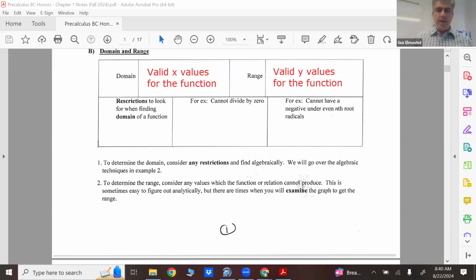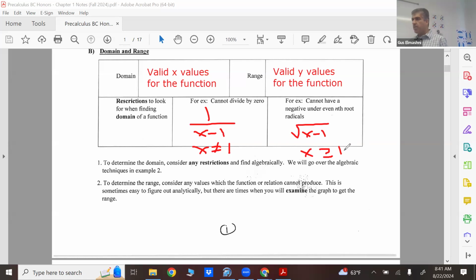Restrictions to look for when finding domains. There are a few restrictions. Usually, you don't want 0 on the bottom, so x cannot equal 1. That's a problem, right? You can't divide by 0. Or if you have something like this, then x has to be greater than or equal to 1, because we can't take the square root of negative numbers, otherwise it's imaginary. That's a problem. When we determine domain, we consider any restrictions and find them algebraically. We'll go over those techniques in a bit.